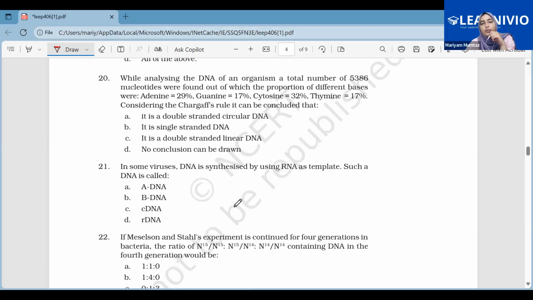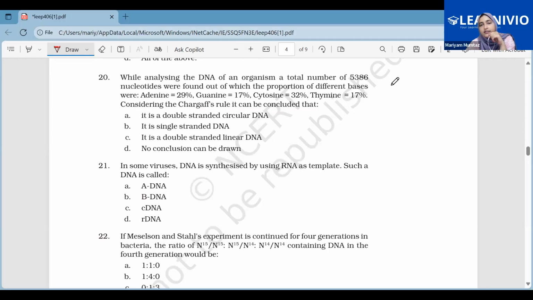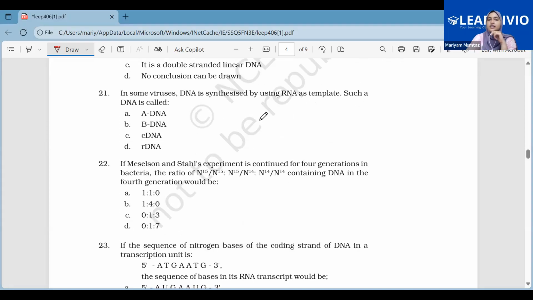All of the above. While analyzing the DNA of an organism, these many nucleotides were found. What would be the answer, considering Chargaff's rule? I'm not sure. Is it single stranded DNA? Why? Because only half of it is matching. Like the guanine and thymine are same, but the adenine and cytosine are different. In some viruses, DNA is synthesized by using RNA as a template. Such a DNA, though you might not know because this is not in your syllabus, is called circular DNA. Okay, ma'am.